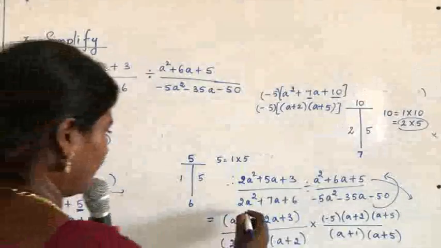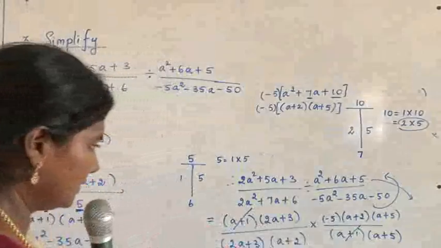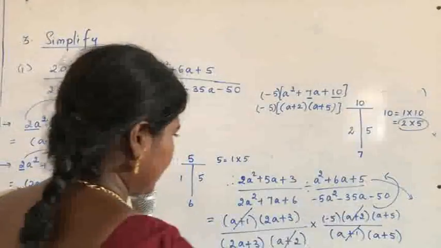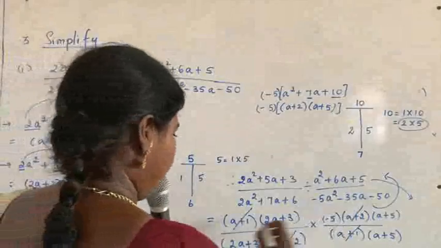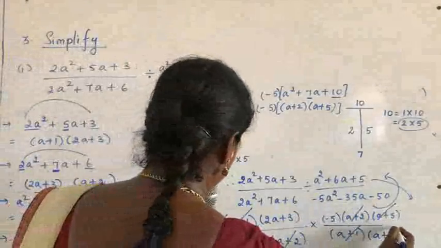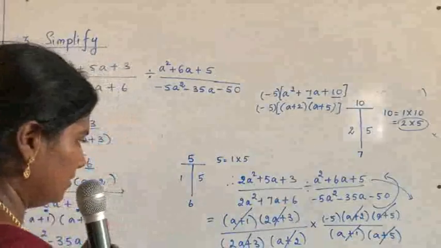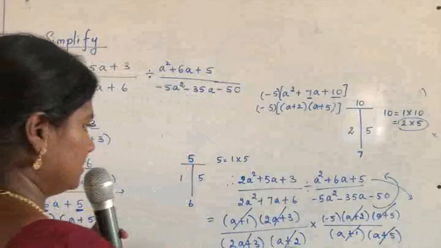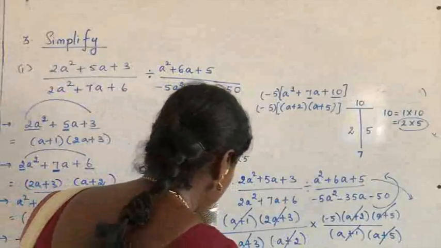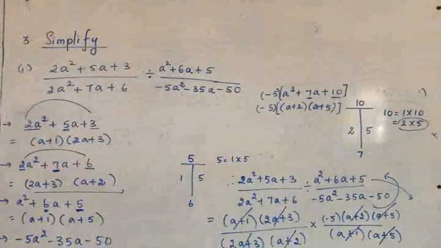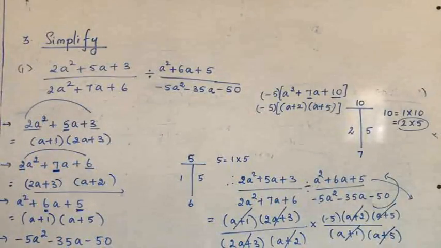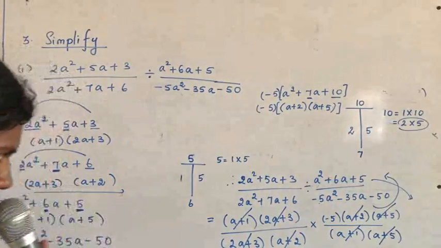So let's try to cancel the common terms. So what do you get here? A plus 1 gets cancelled. A plus 2 gets cancelled. A plus 5 gets cancelled. 2a plus 3 gets cancelled. So the only thing that is left out is minus 5. So this is our answer. The sum is long, it's a lengthy sum, but you have to follow the same method to find your factors. Once you are clear with your T method, your sum goes very easy. So try out the sum, work out the sum.